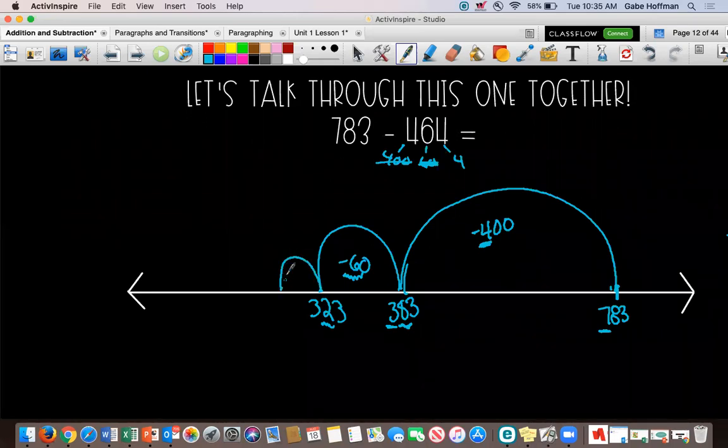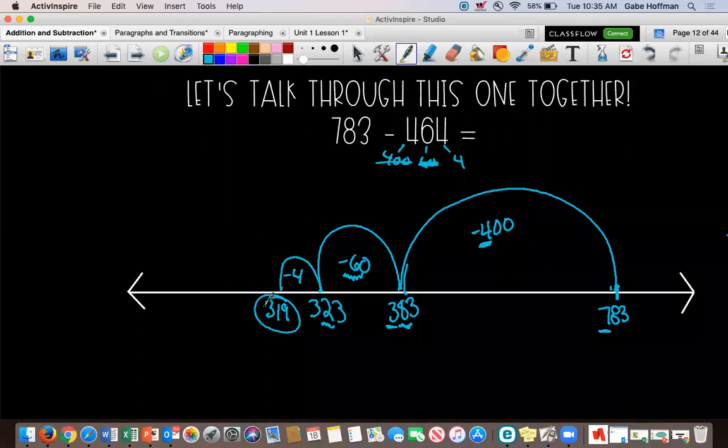So I'm going to go back 4 more. So it's a little tricky because if I go back 3, that's 320. So it's 23, 22, 21, 20, 19. So my answer then is going to be 319, right? So that is jumping back on the number line by the place, kind of.